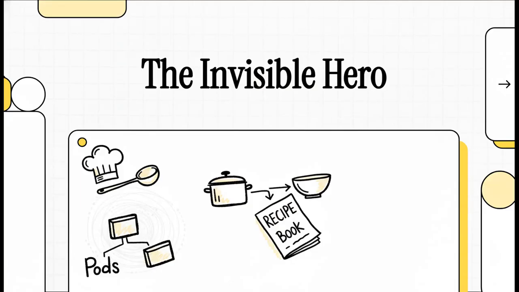Welcome, everyone, to the Coop Chef's Kitchen. Today, we are pulling back the curtain on one of the most important, yet most overlooked, secret ingredients in the entire Kubernetes cookbook. We're talking about the invisible hero that holds our pods together, the pause container.